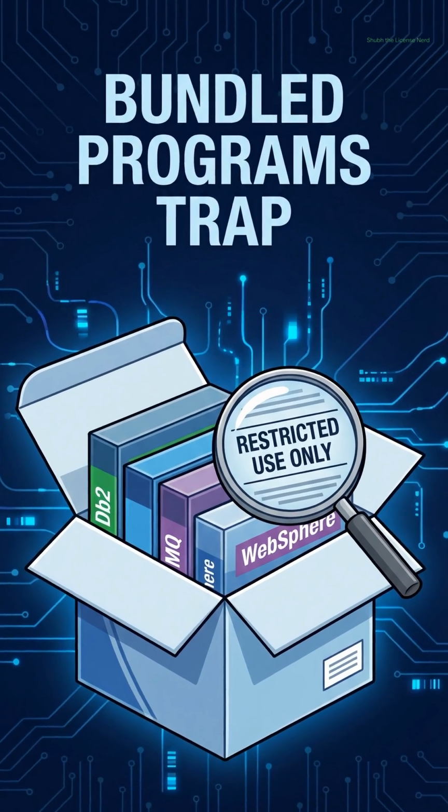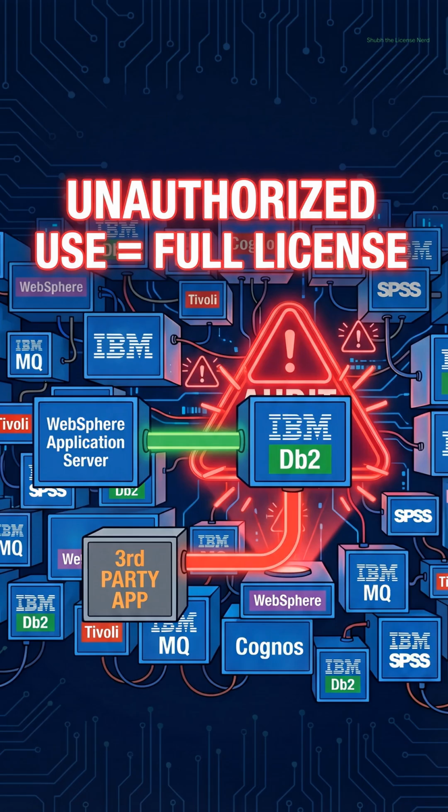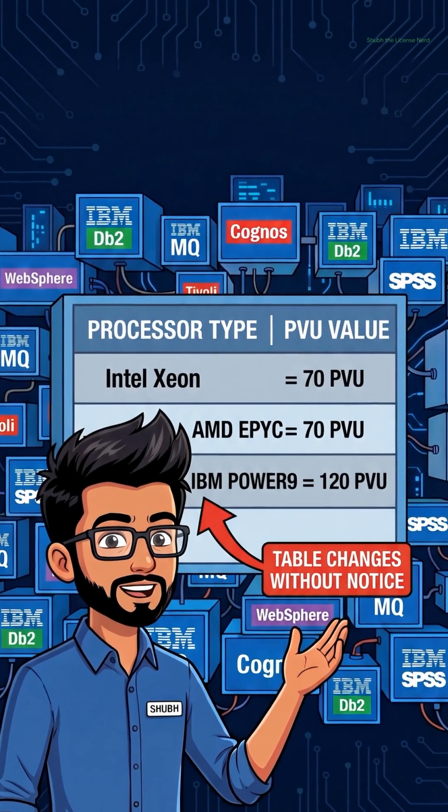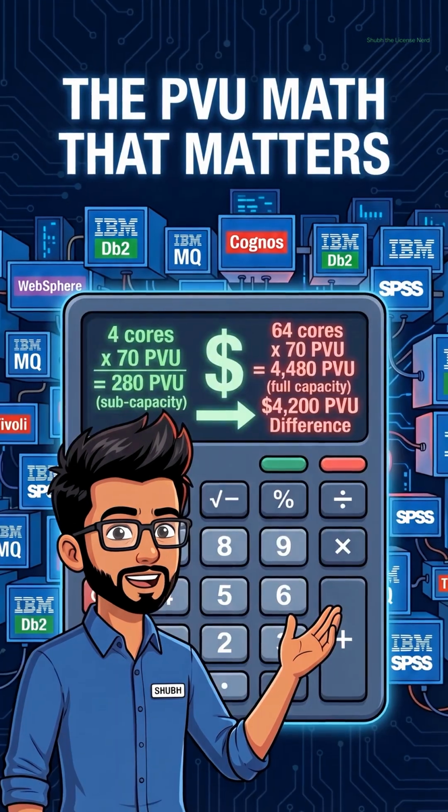Another major trap is the concept of bundled or supporting programs. Many IBM products come with other IBM software included for free, but only if used in a very specific way. For example, WebSphere Application Server might include a restricted use license for DB2. You can use that DB2 database for free, but only to support WebSphere. If you use it for any other application, you must buy a full DB2 license. IBM auditors are experts at finding these bundled program violations. They will look at your database connections and instantly flag any unauthorized usage, resulting in massive penalties.